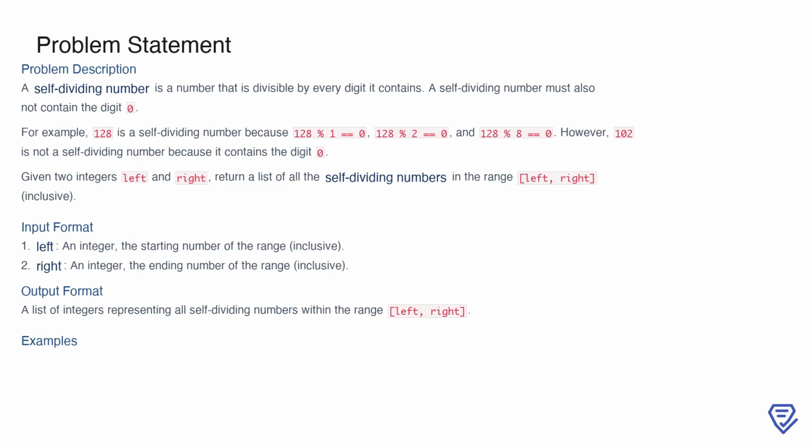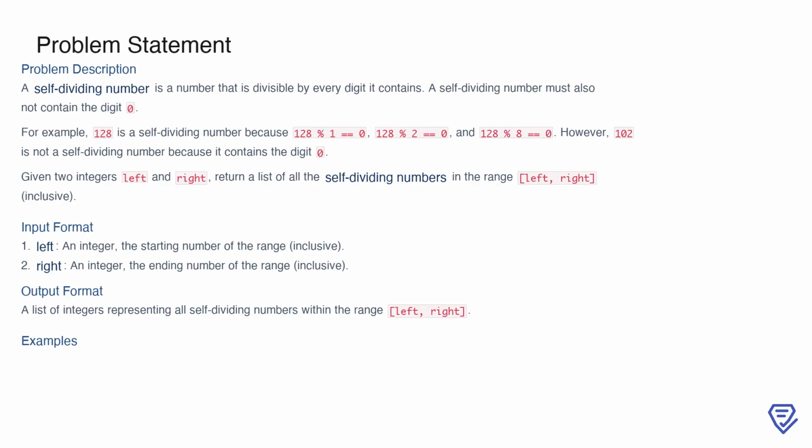In this problem, we are working with a concept called a self-dividing number. A self-dividing number is a number that can be evenly divided by each of its digits without leaving a remainder, and it must not contain the digit 0. For example, the number 128 qualifies as a self-dividing number because it is divisible by 1, 2, and 8. However, a number like 102 does not qualify because it contains the digit 0, which violates the rules.